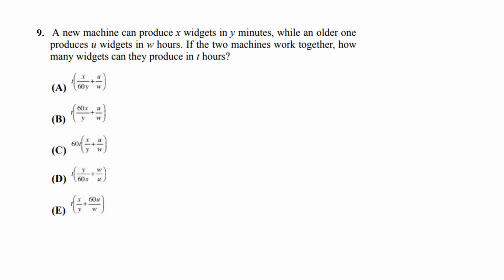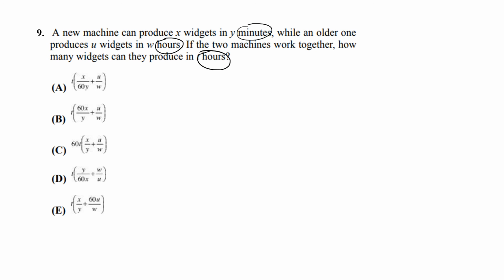All right. A new machine can produce X widgets in Y minutes, while an older one produces U widgets in W hours. If the two machines can work together, how many widgets can they produce in T hours? Let's just note there's minutes here, there's hours, so we're going to have some sort of conversion from minutes to hours, right? Because the answer we eventually want is in hours.